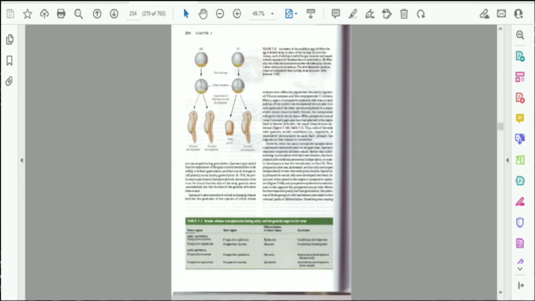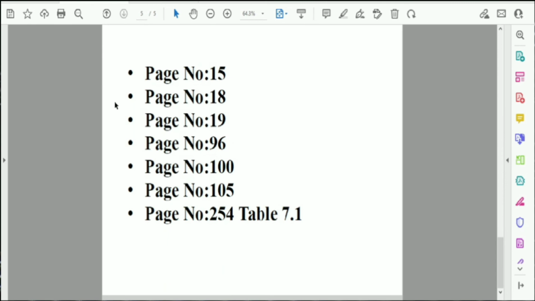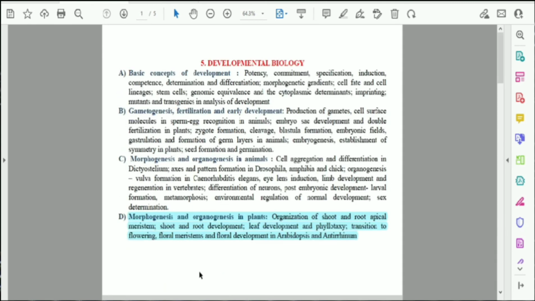This is the result of tissue transplantation during early and late gastrula stages in the newt. This is important because they'll ask you, in early gastrula of fish, the prospective donor region is prospective neuron, what is the host region, and what kind of development is it called, whether it is conditional development or autonomous development. The question will be framed from this particular table itself. That's why I'm always insisting you study the table, study the table.